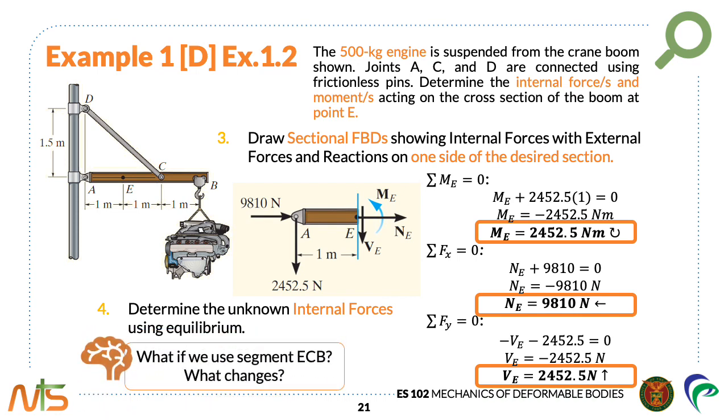So we have a question here. What if we use segment ECB? What changes? Of course, when we use member ECB, note that the shear, the normal force, and the bending moment will have the opposite direction as in the FBD here in segment AE.